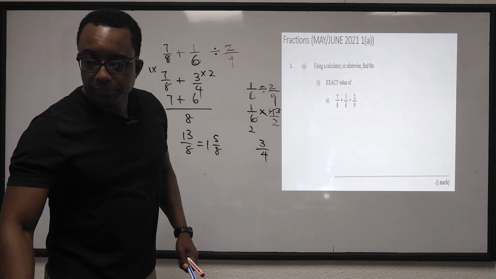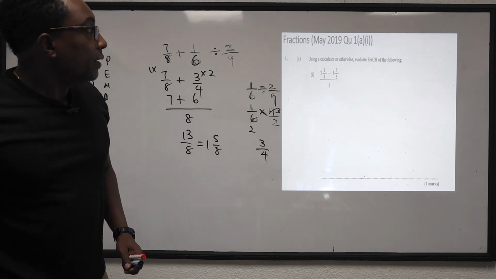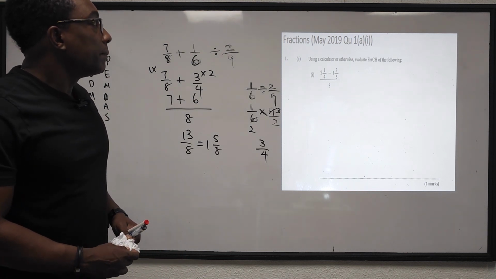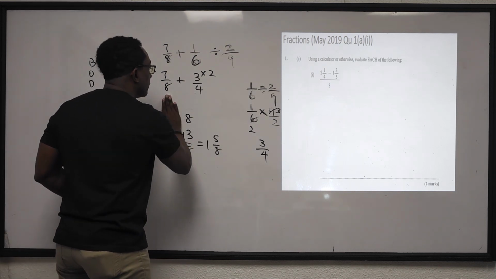Let's look at the next. We have here 2 1/4 minus 1 3/5 divided by 3. So let's look at this question.